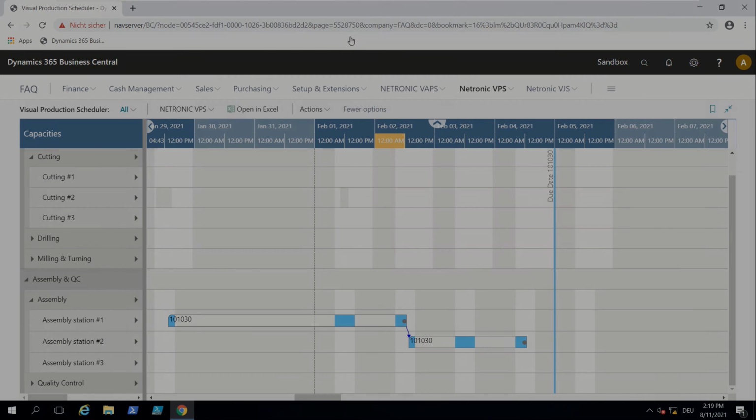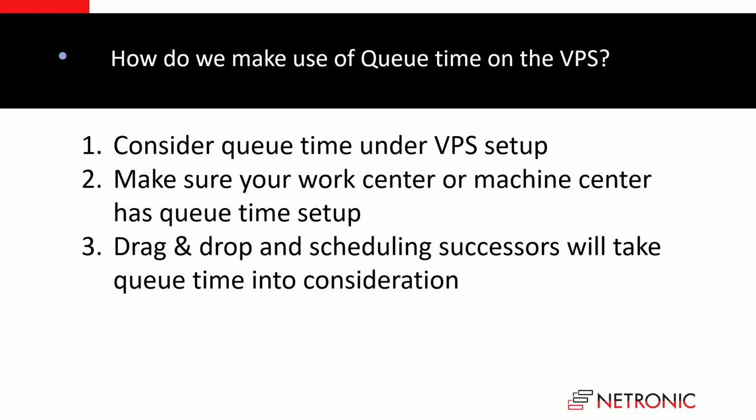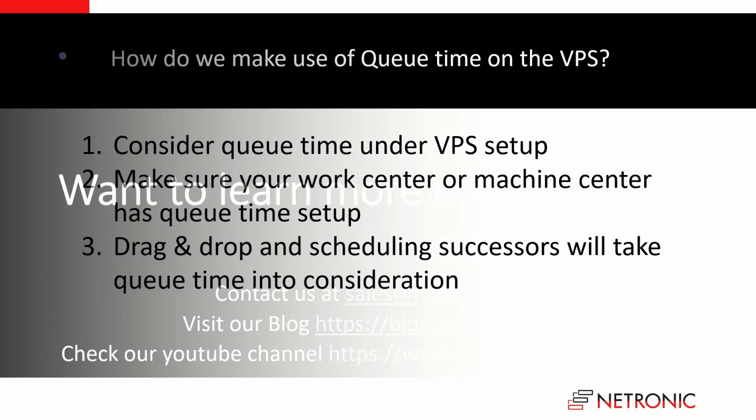Just to wrap things up, first of all, you have to make sure that you have that queue time set up on your work center or your machine center. The next is that you have that on your VPS setup, so the consider queue time has to be ticked. And lastly, this queue time will be considered whenever you make drag and drop changes or you use the schedule successor predecessor functionality. Then the queue time is always considered.